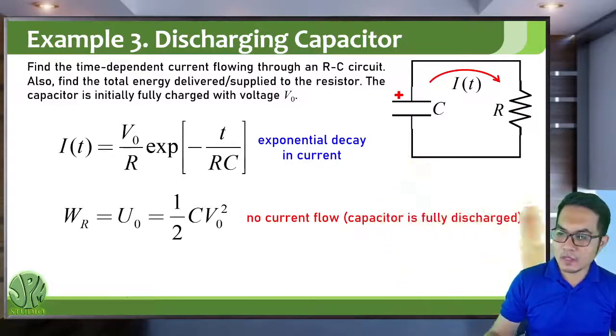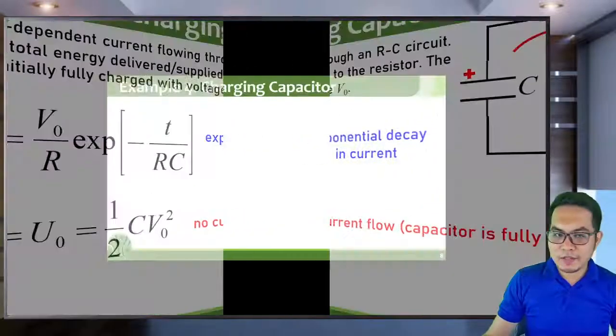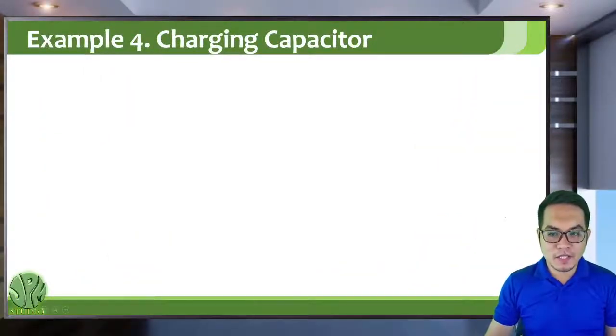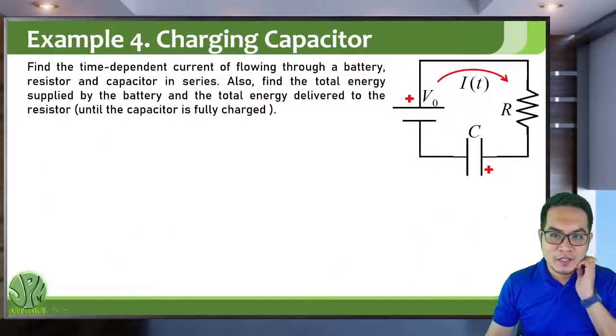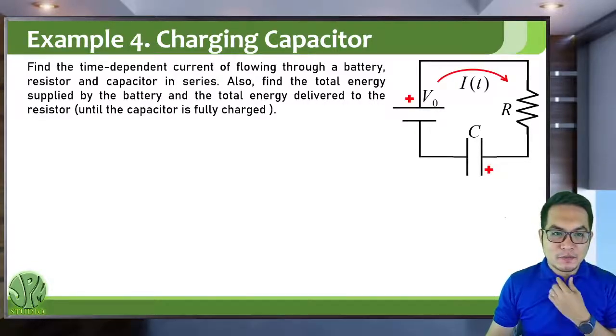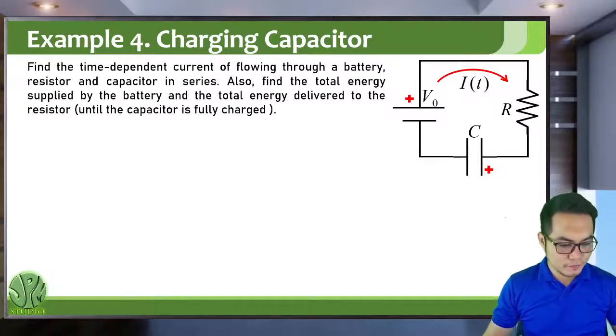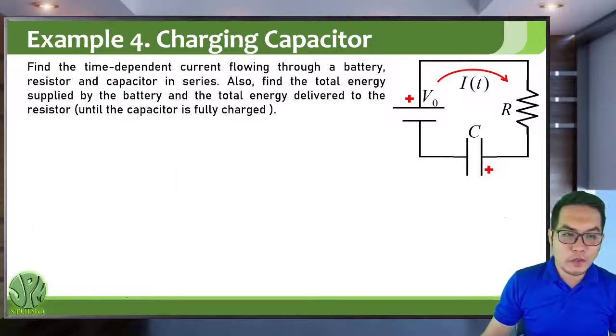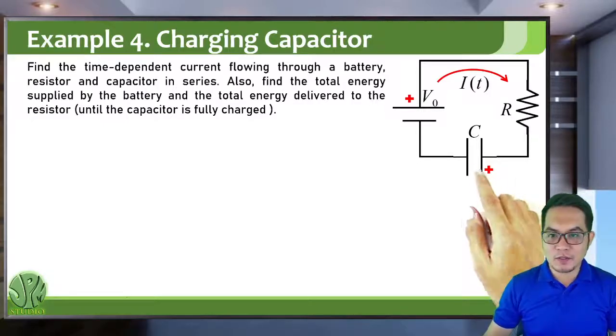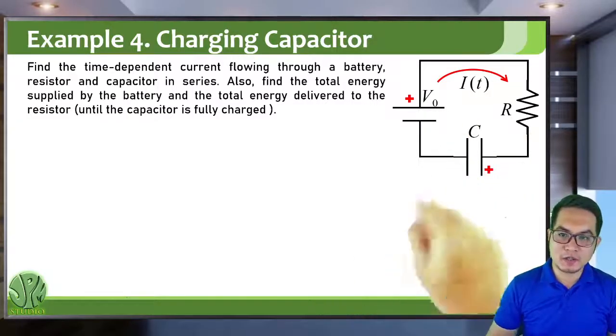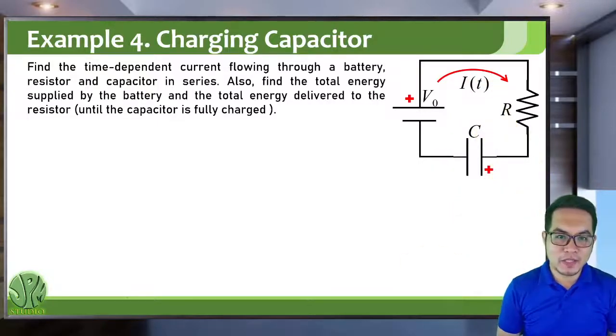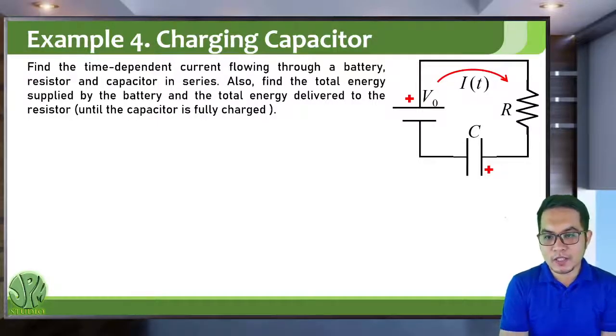Okay. So let's have the reverse. The reverse is a charging capacitor. So find the time-dependent current flowing through a battery, resistor, and capacitor in series. So you have a battery, a resistor, and a capacitor in series. The current is also time dependent. Also find the total energy supplied by the battery and the total energy delivered to the resistor until the capacitor is fully charged. Okay.